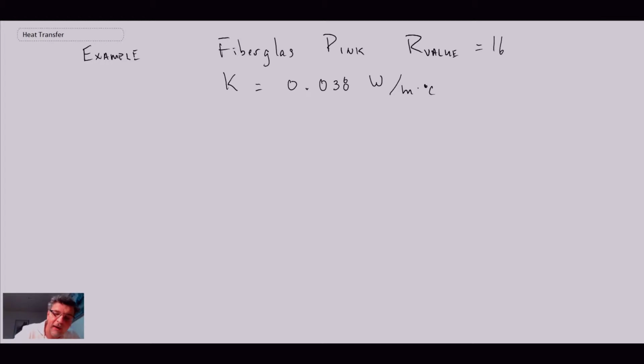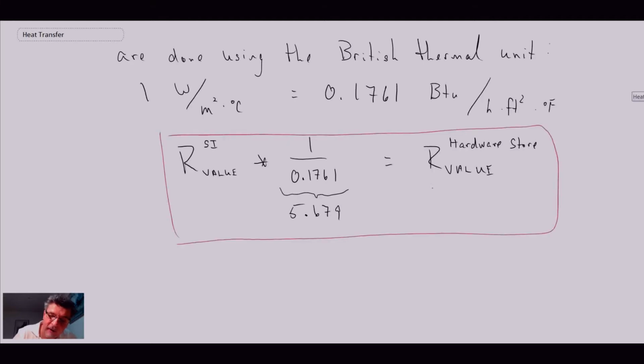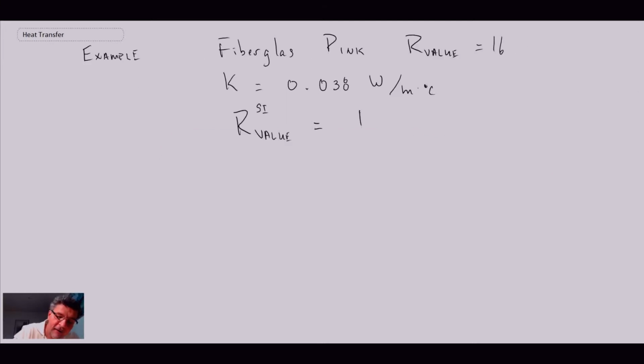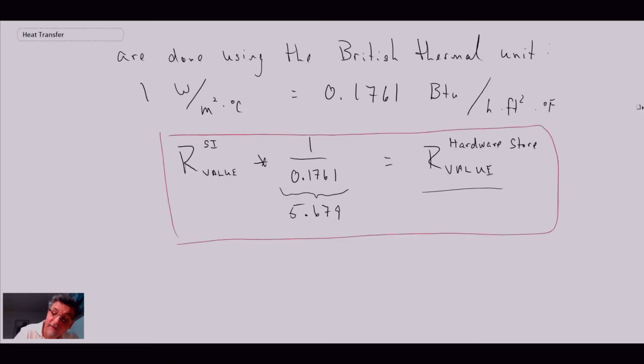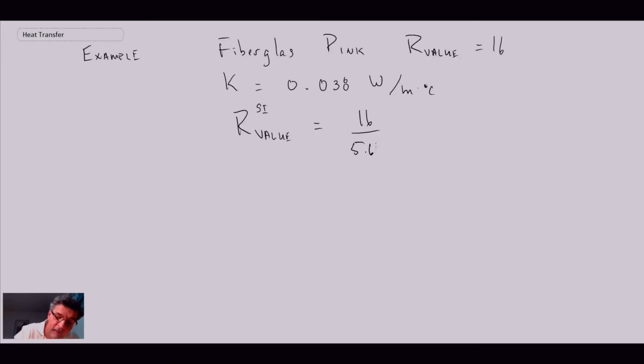So with the R value of 16, that means that we can convert that into SI. The way that we do that is we take our hardware store value and we divide by 5.679. So we get 16 divided by 5.679, and when you do that, you get 2.817. So that's the R value in SI.